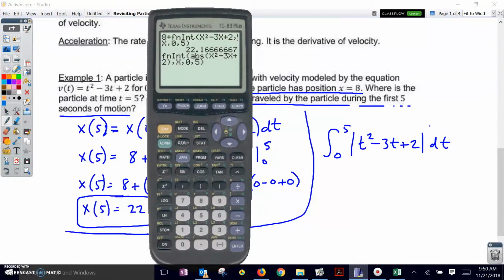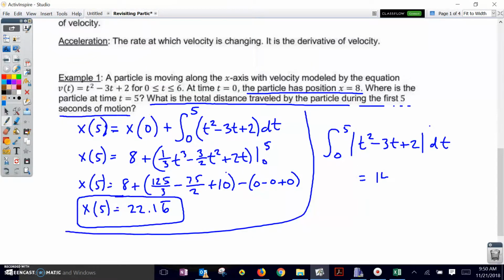And it might take a few seconds for my calculator to handle this, but when it's all done, this is going to give me the total distance traveled. And the total distance traveled was 14.5 units. Again, like I said, I could have figured out where the particle changed directions and split this into 2 integrands and done it by hand. It's just a lot quicker in this case to go ahead and just handle it with the integral of the absolute value. All right.